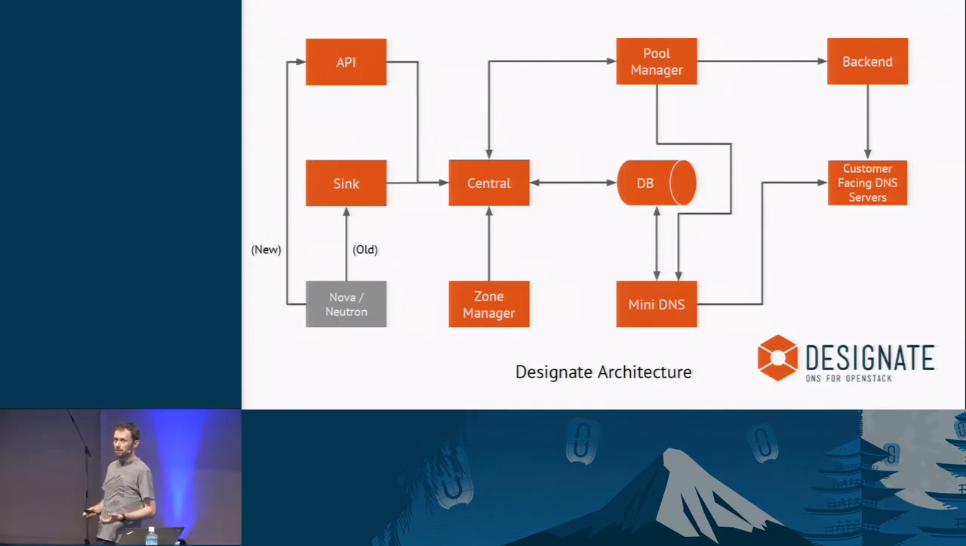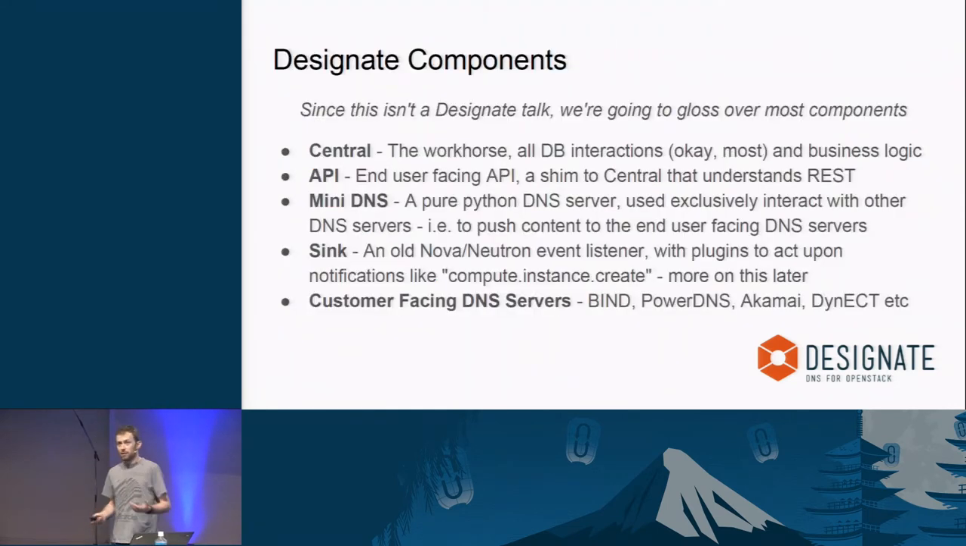So the components. We have quite a number of components sitting there. We have the core ones being API, Central, Sync, Pool Manager, and MiniDNS. Basically, these all communicate over RPC, standard Oslo messaging services. They all aim to do one task and do it well. So for example, the API service is just a shim to Central that understands REST. It doesn't do very much else.